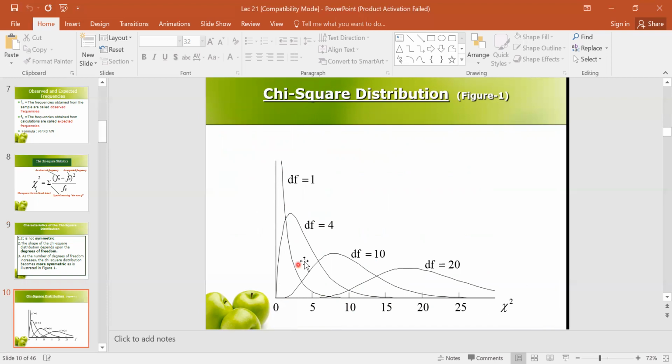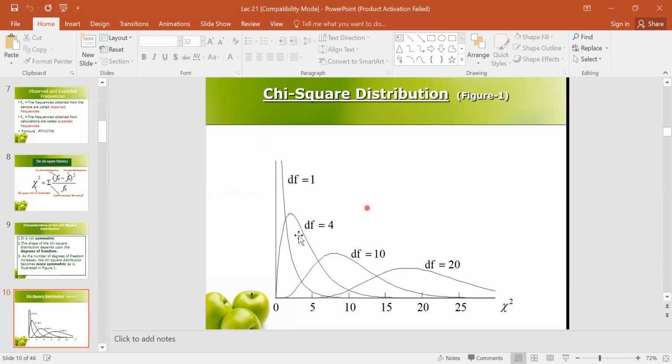And when we increase the degrees of freedom by 10, the curve gets much closer to symmetric, but not exactly symmetric. And when we increase the degrees of freedom by 20, we can see the trend of the curve has totally changed or shifted. So the measure of central tendency of the chi-square distribution depends upon the degrees of freedom, shifting as the degrees of freedom shift.